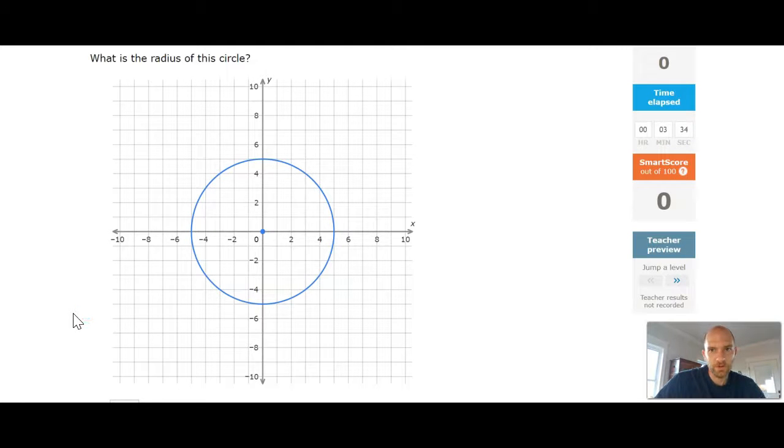Hey there class, today I wanted to show you a little bit on V2 on IXL. This section is about finding the radius and diameter of a circle, both from an equation and from a graph.